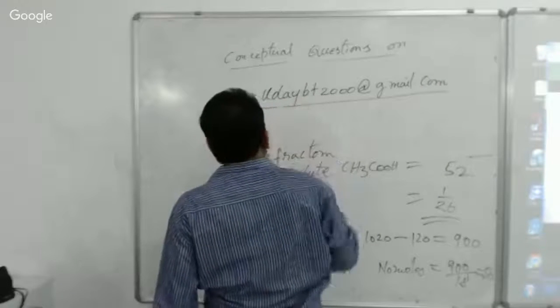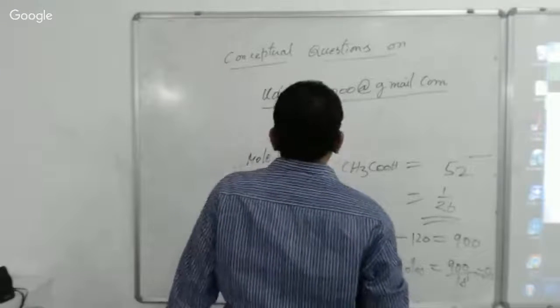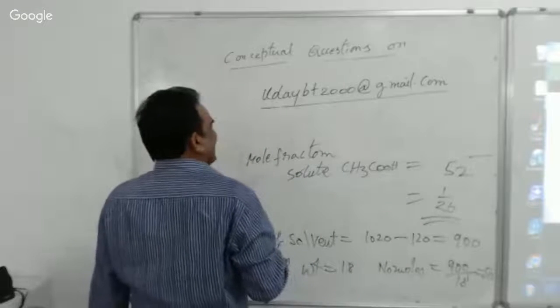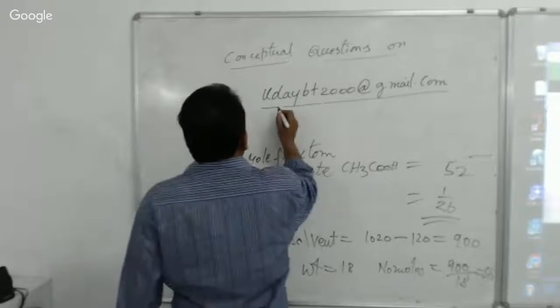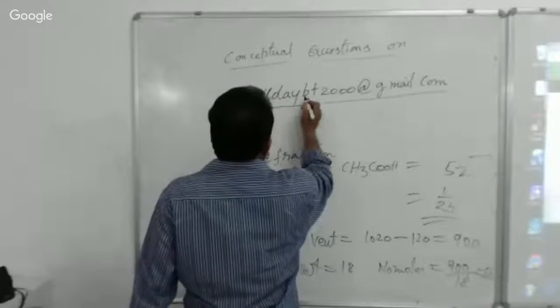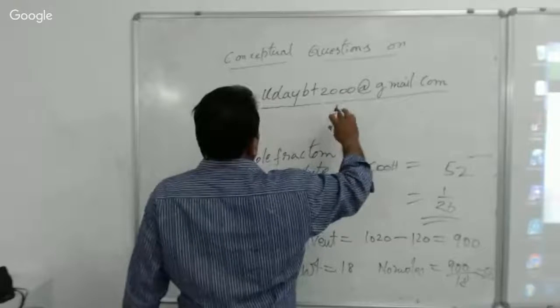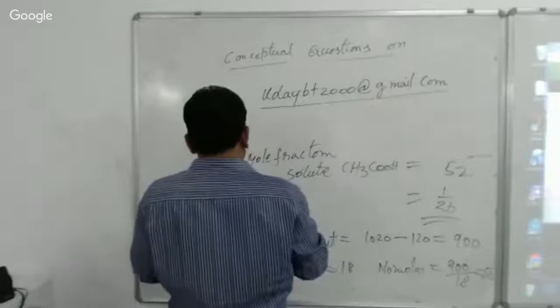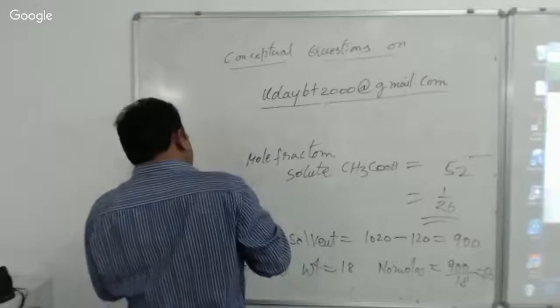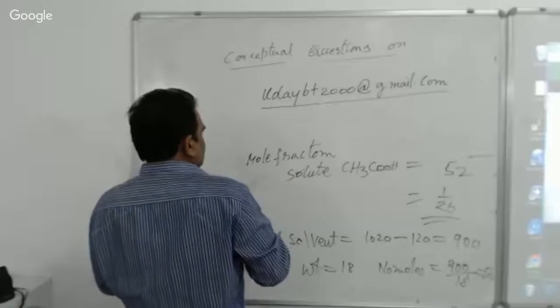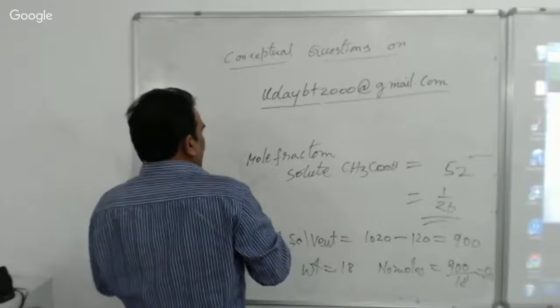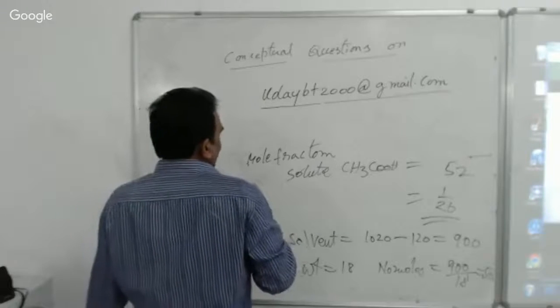You know BT Brinjal? Between Uday and BT there is no space. Just uday bt 2000, no space anywhere, then at gmail.com. No capitals, all small letters, no gap.